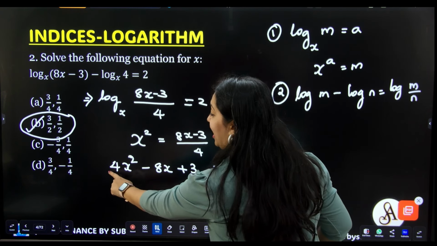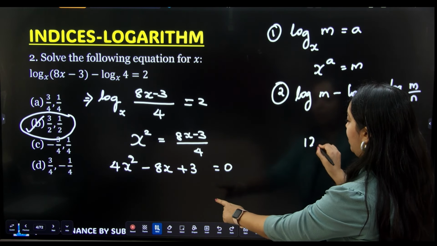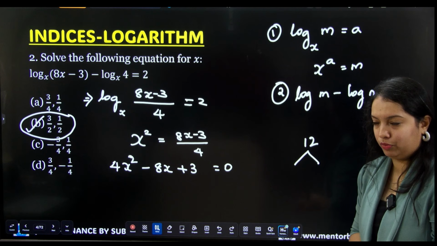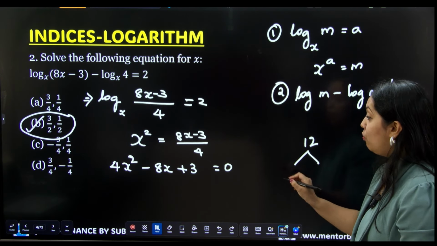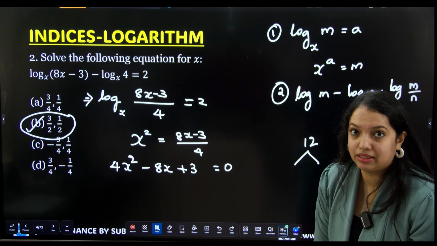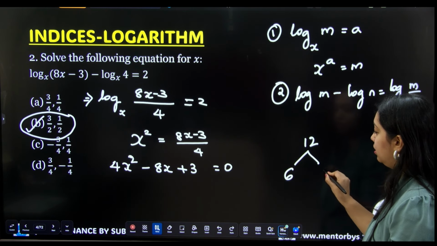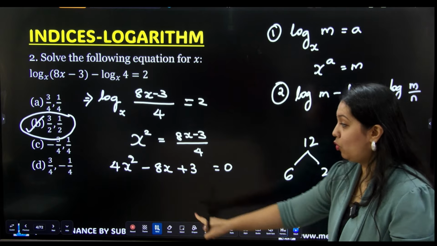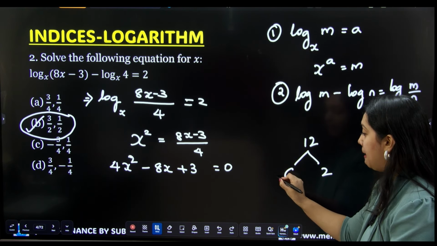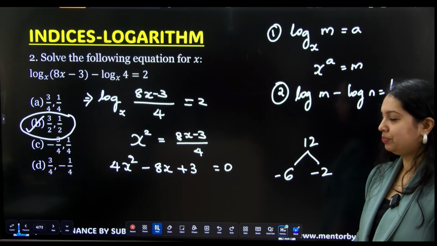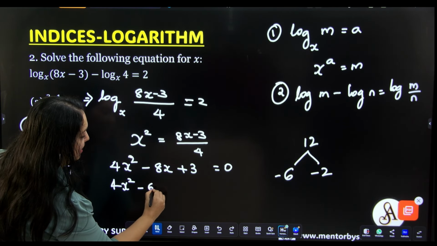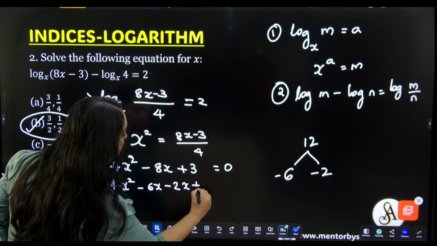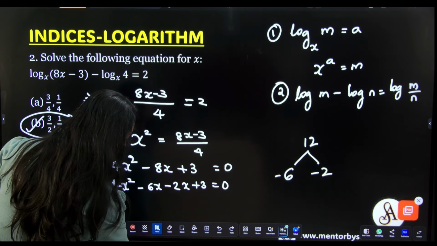You multiply A into C. 4 3s are 12. Find factors of 12 such that when you multiply those two numbers, you should get 12, and when you add those numbers, you should get the middle term, minus 8. It will become 6 2s are 12. I want a minus sign, so it will be minus 6 and minus 2. Solve this: 4x square minus 6x minus 2x plus 3 is equal to 0.